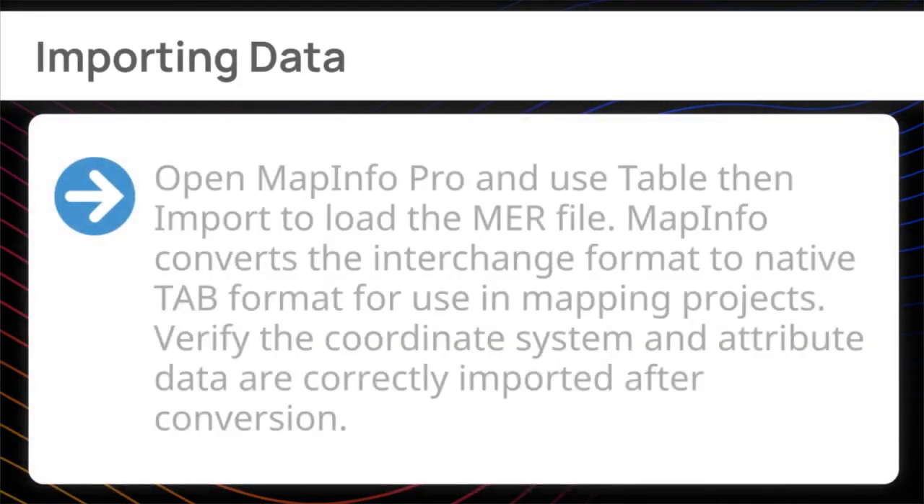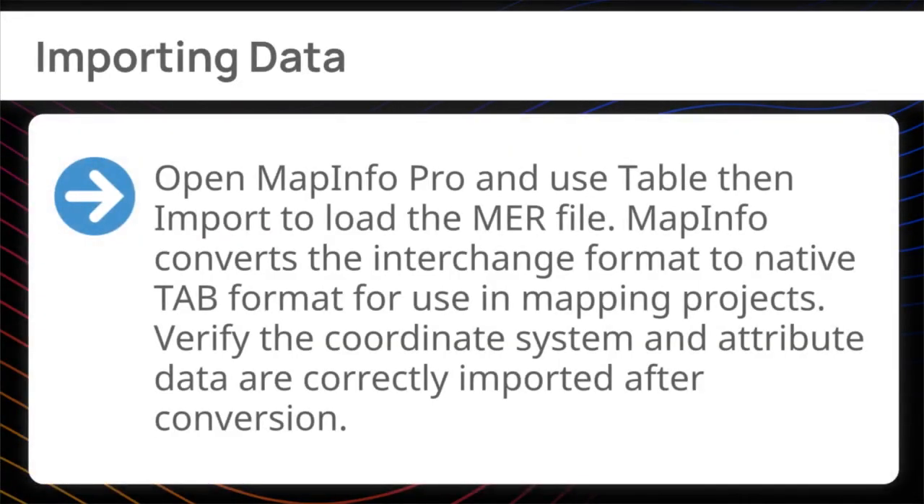First, importing data. Open MapInfo Pro and use Table, then Import to load the MER file. MapInfo converts the interchange format to native TAB format for use in mapping projects. Verify the coordinate system and attribute data are correctly imported after conversion.